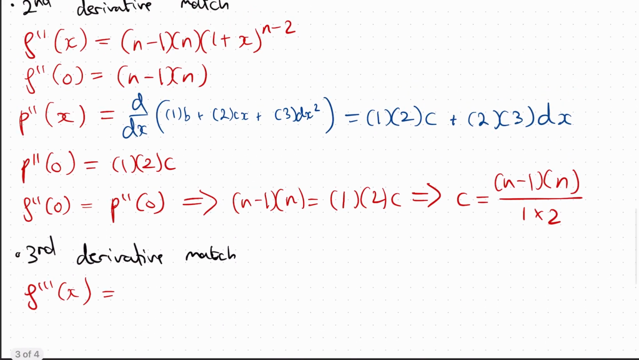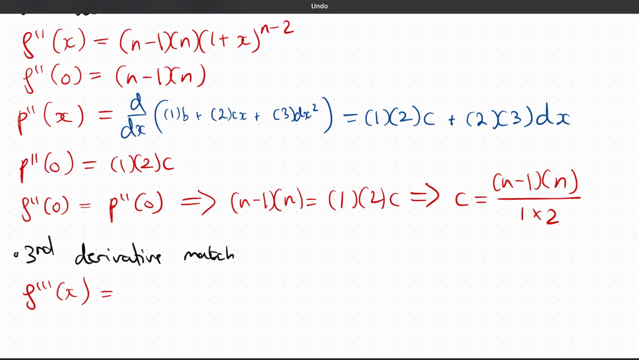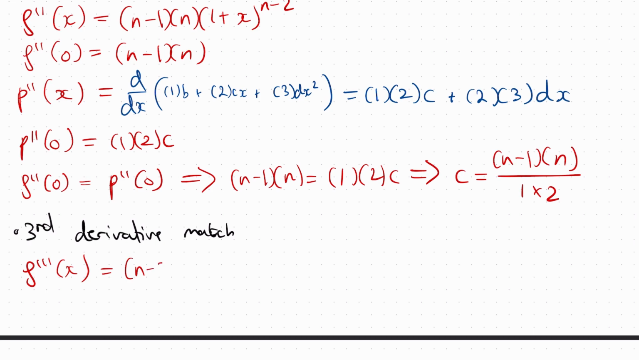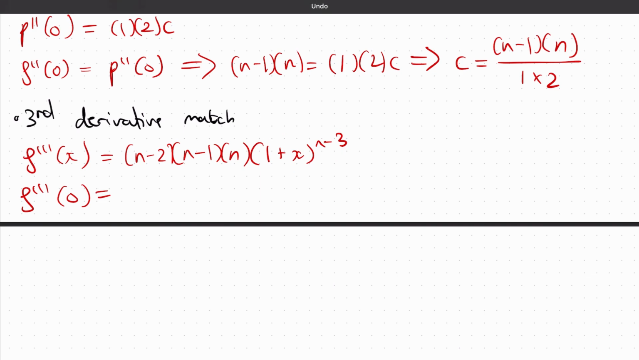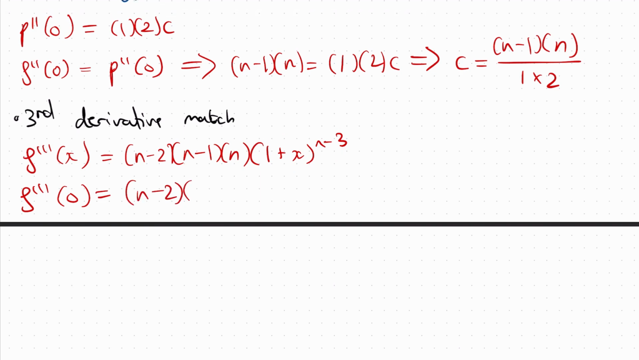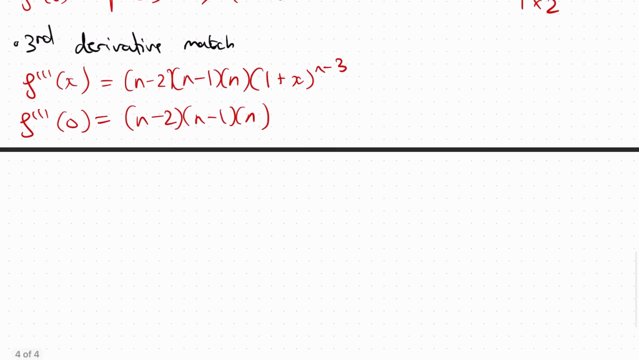Pretty simple again, because this is not going to really use the chain rule at all. So we've got n minus 2, n minus 1, n, and once you do that, you've got to take away 1 as well. So you get 1 plus x, n minus 3. Evaluate this at 0. This goes to 0 again, so this just goes to 1 and this entire term does nothing. So evaluated at 0, this gives us n minus 2, n minus 1, and n.